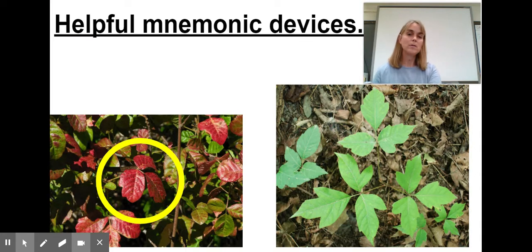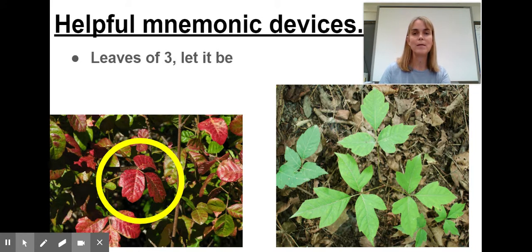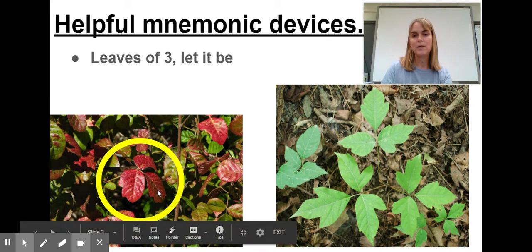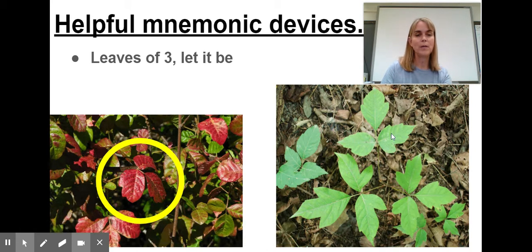So how do you know what it looks like? It can look really different in different circumstances, but I know some mnemonic devices that can help you identify it. So the first one is leaves of 3, let it be. And you notice right here, 1, 2, 3 leaves, or they're actually leaflets there. And the same here, 1, 2, 3. So you're always going to find it in the groupings of 3 leaflets.